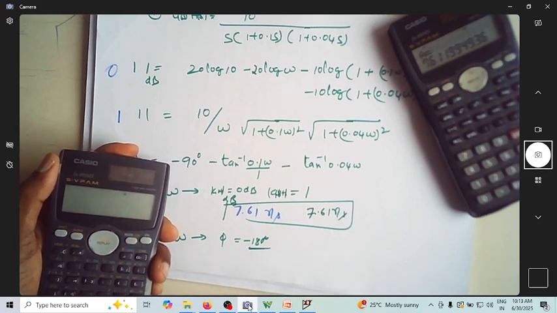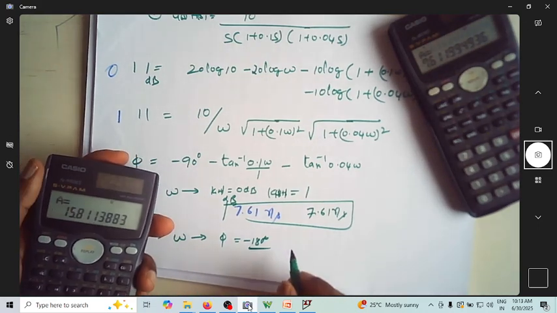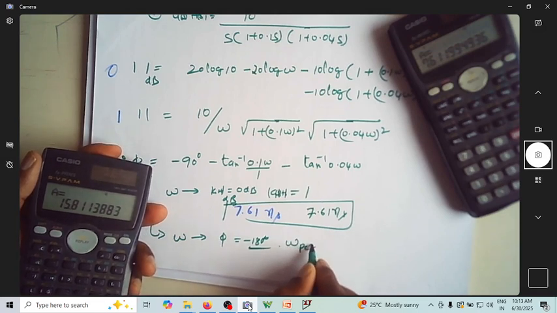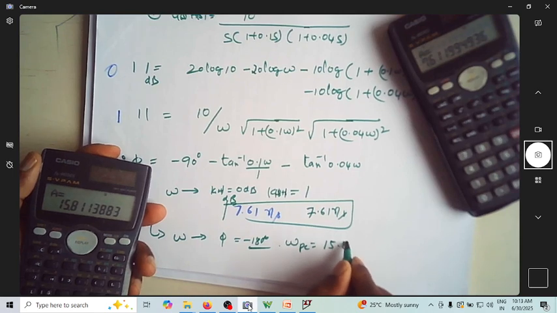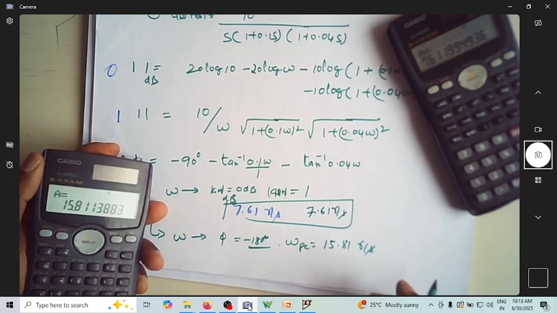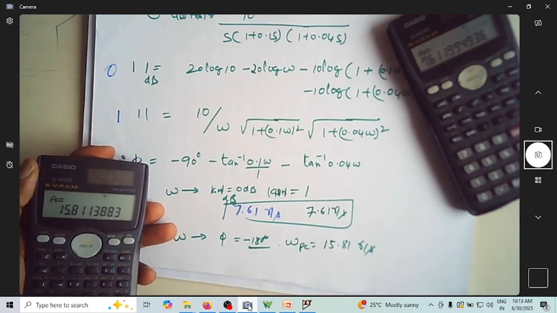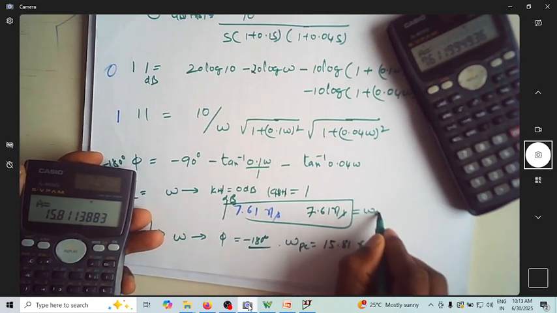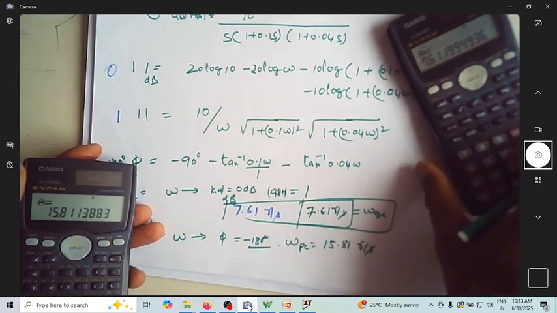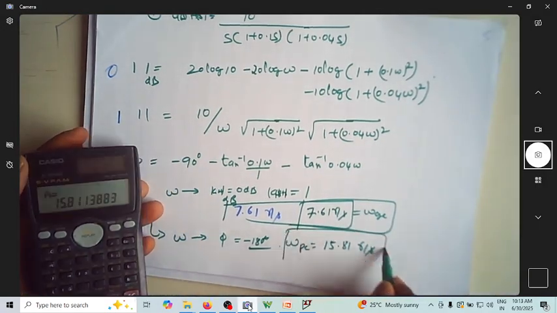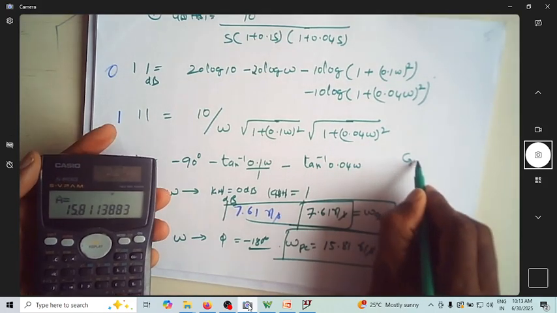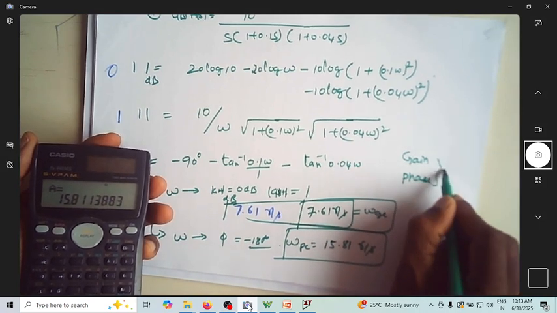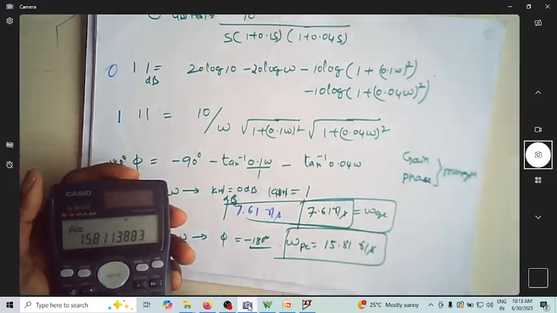How much is omega PC? Omega PC is coming out to be 15.81 radian per second. So now we have omega GC and we have omega PC. Having this omega GC and omega PC, we can find what is gain and phase margin. Phase margin of the system.